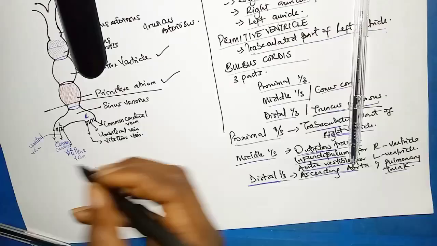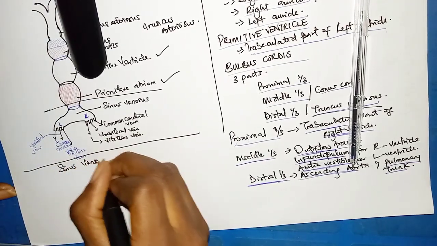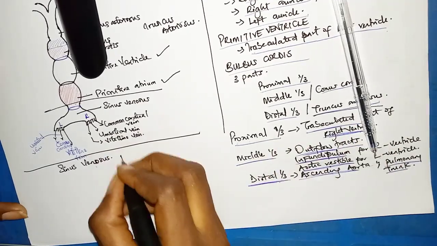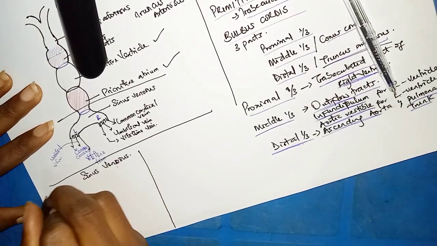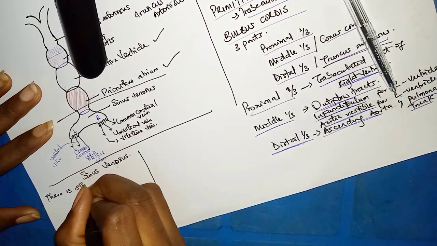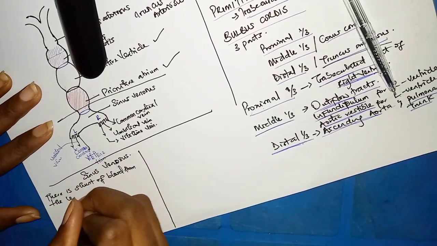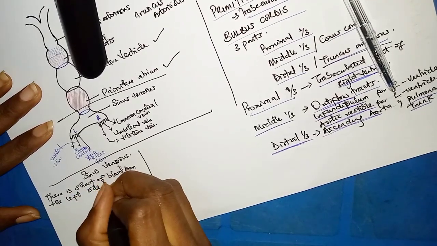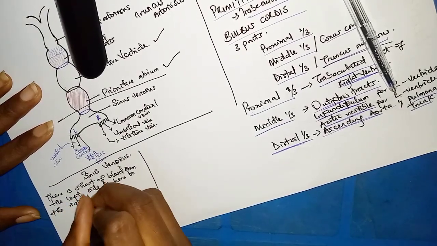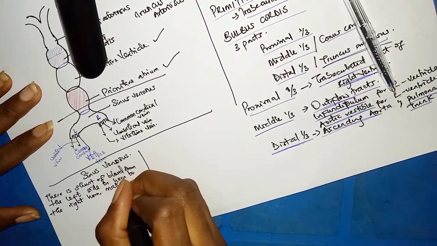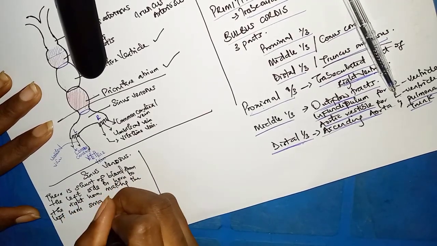Derivative of sinus venosus. So I'll be dividing this. At first, there is shunting of blood from the left side to the right horn, making the left horn smaller.